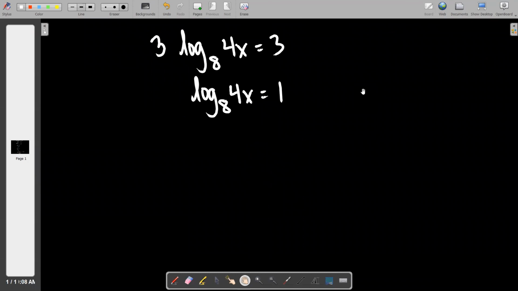And at this point, now that the log is by itself, you realize this is no different than those little fluffy puffy introductory examples that we did. What would the next equation say now? Right, do the water cycle diagram. 8 to the 1 equals 4x. So 8 is equal to 4x. Divide both sides by 4. x is equal to 2.